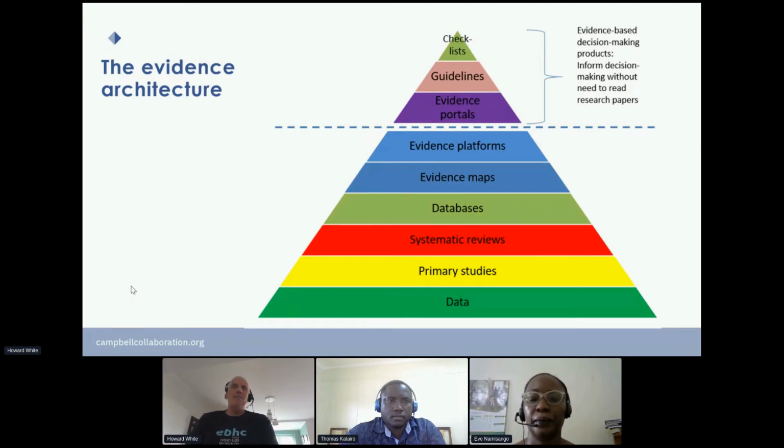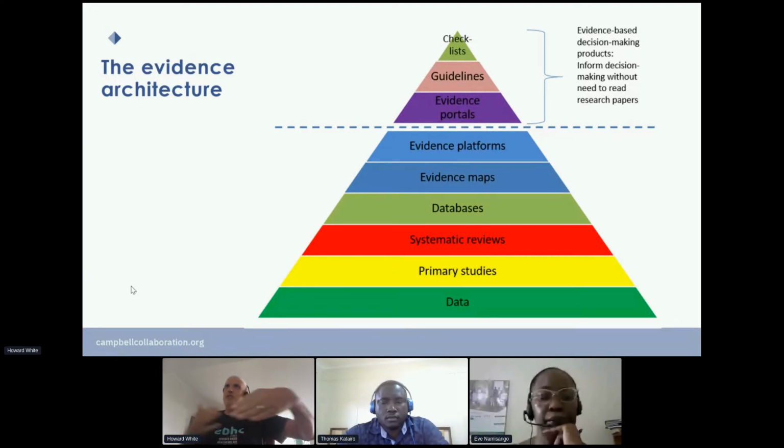These are evidence products based on systematic reviews that allow decision makers to make decisions based on evidence without having to go back and read the evidence. Other existing evidence products that were out there before, like evidence maps and evidence platforms, took users back to the research evidence. But the whole point is that practitioners and policymakers don't read research evidence. Research papers are often not written in a way that's accessible to them, even if they can discover them.